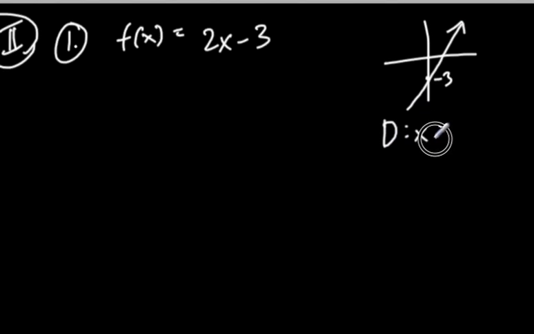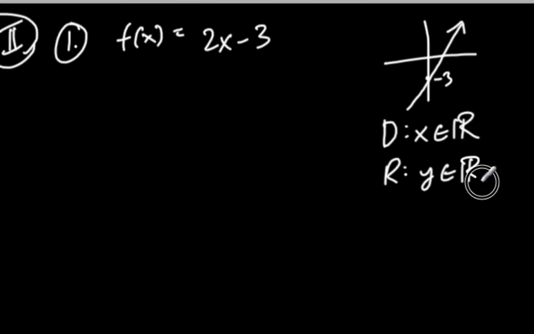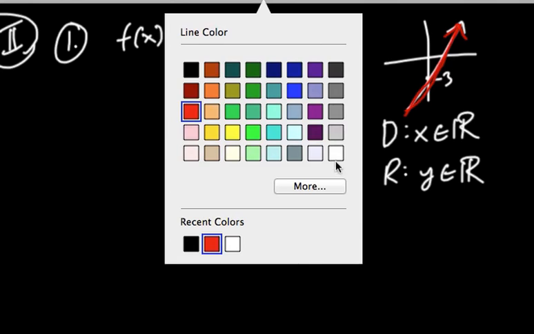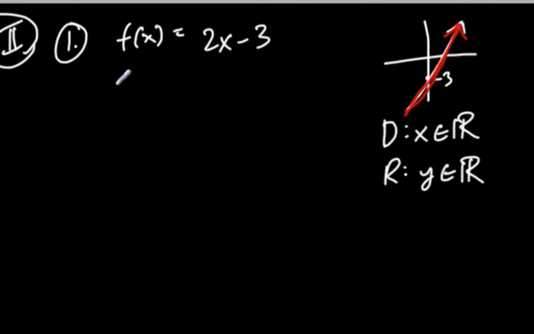So the domain is x is an element of the reals. It's just a straight line, so it goes over all the x's. And the range is y is an element of the reals. There are no restrictions because it goes on forever. Maybe I'll clarify by saying that it's this red line, this red arrow right here. That's the equation. So there's your f of x, and that's the domain and range. So let's find the inverse function.